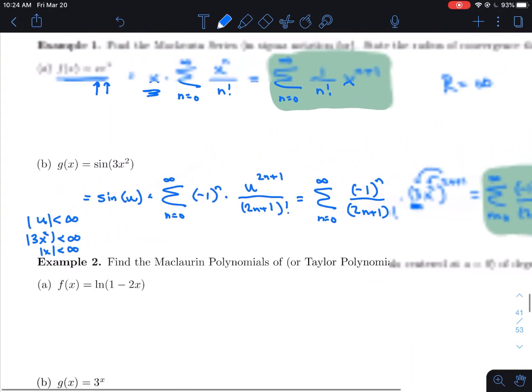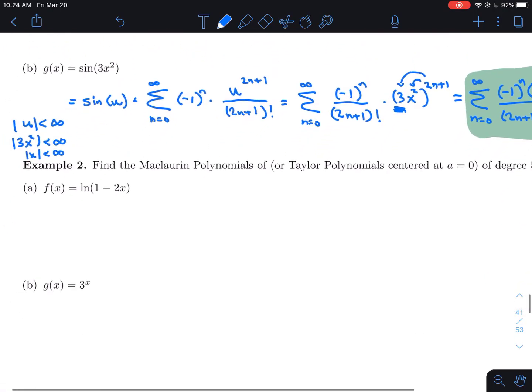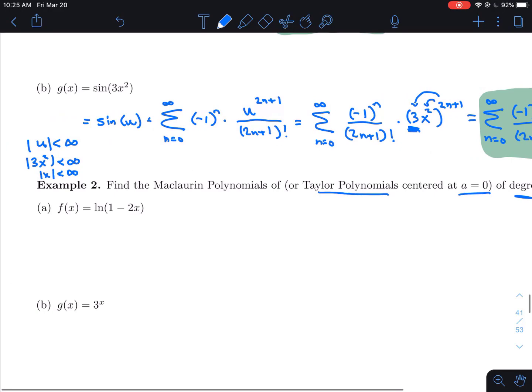All right, so this is how we can use this stuff in order to come up with these infinite polynomials, these Maclaurin series, but you could also just stop after a little bit. And so we have some examples here in example 2, where I want to find the Maclaurin polynomials, or another way to say that would be the Taylor polynomials centered about 0. So again, that's just a little bit of vocab. Of degree 5. So I don't want the infinite polynomial, but I want to stop after degree 5. Okay, so let's go ahead and give this one a go.